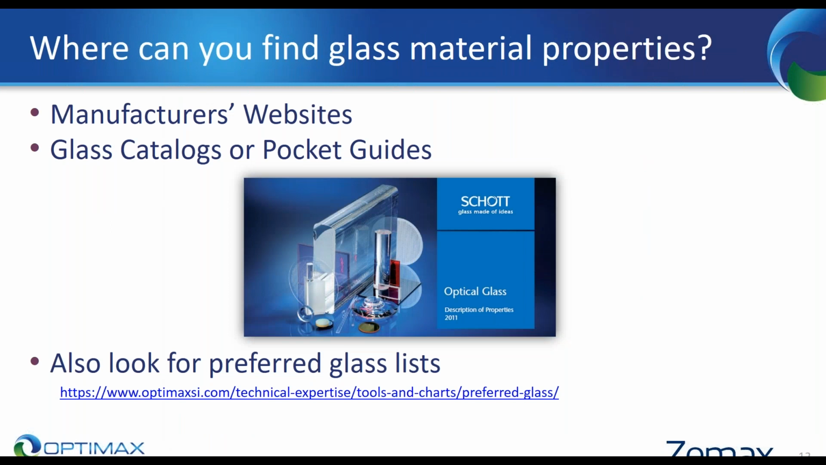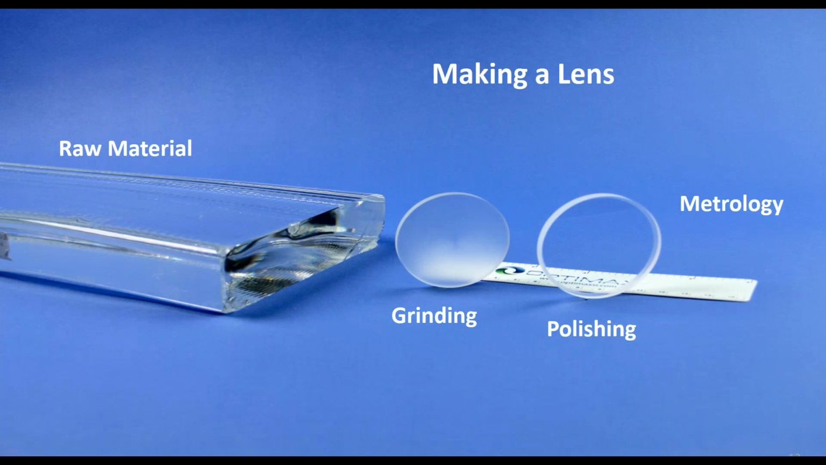So one of the questions we also get is, where can I find these glass material properties? The glass manufacturers' websites are a great place to get the most up-to-date information. You can also find them in glass catalogs or pocket guides, and look for them in preferred glass lists. Many fabricators, such as ourselves, do keep these right on our website so that we can make sure to update what our preferred glasses are.